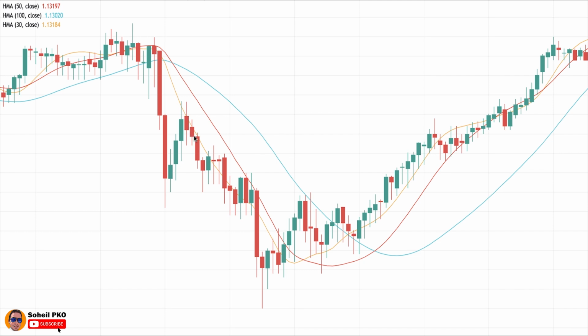And like any other tool in technical analysis, you should never base your trading decisions only on the Hull moving average, and you must use this indicator in conjunction with other tools and concepts of technical analysis.